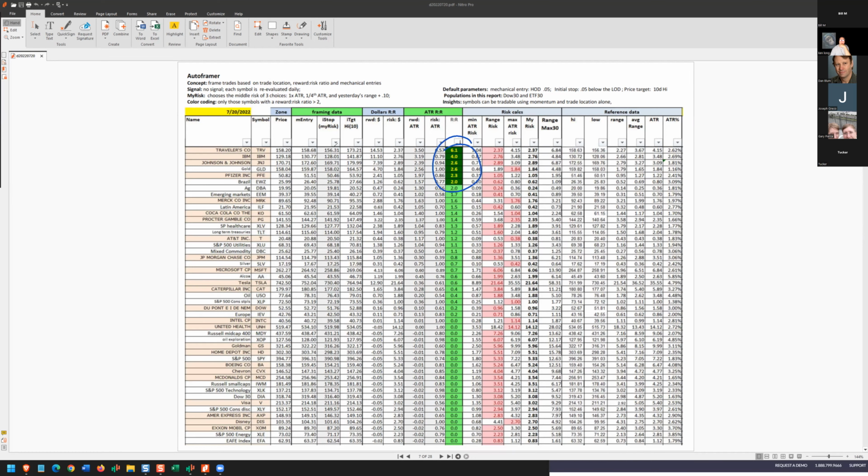Just a handful of auto framers. I'm liking Pfizer and Brazil. And I got to go look at Travelers. I think there's something in there, 6-1. I'll be ready on that one tomorrow. Note to self.